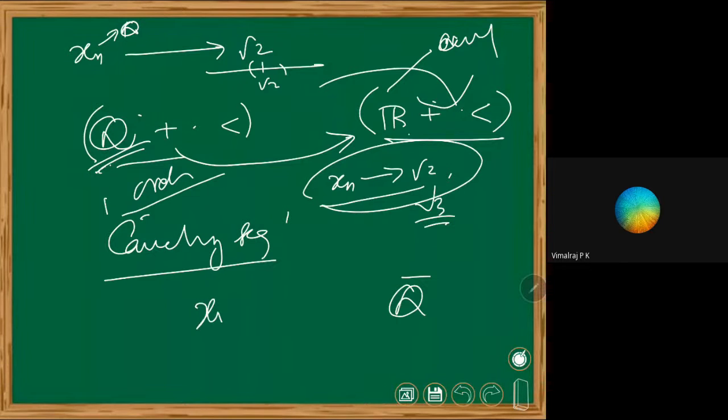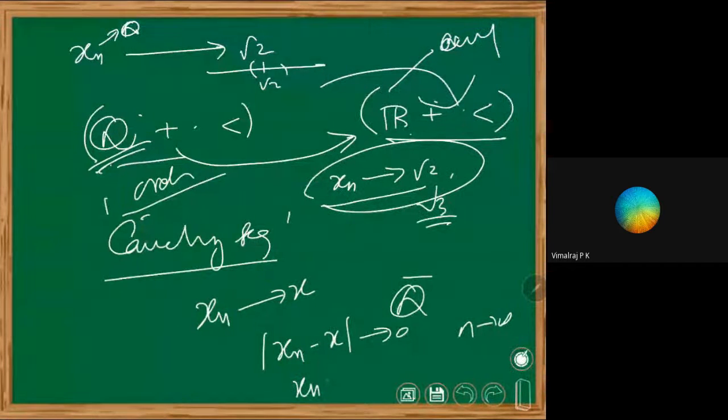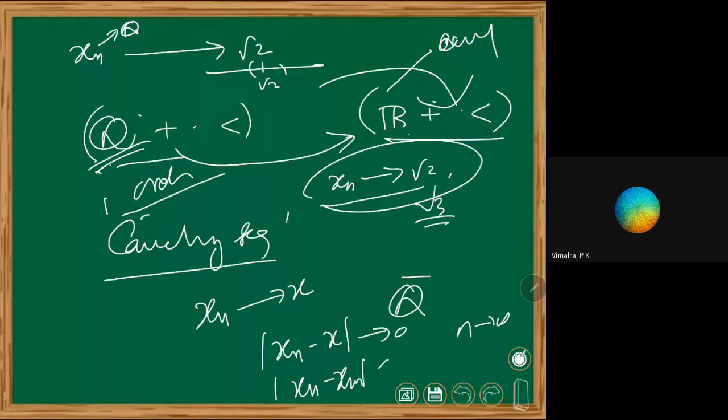Whenever you are saying that xn converges to x, obviously what you are trying to say is xn minus x is arbitrarily small as n tends to infinity. So naturally the triangle inequality will say that xn and xm cannot differ much, because you can just split up using this limit whenever it exists, right or not?